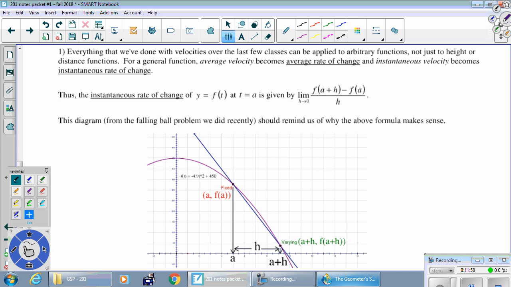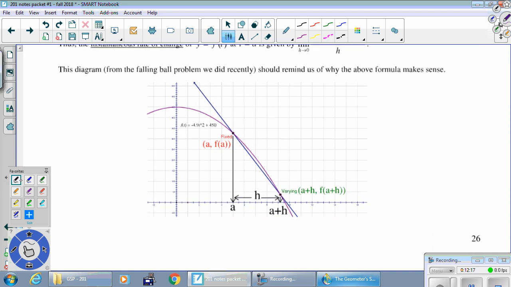We actually saw exactly this formula a couple of classes ago when we were dropping things off of the CN tower. But now instead of just saying instantaneous velocity, we're generalizing to instantaneous rate of change. Okay, so here's the graph that we had when we were dropping things off that CN tower. And we had the fixed point up there in red and then the varying point down there in green. And we know that, what do we know? We know that the average velocity is the slope of a secant line.